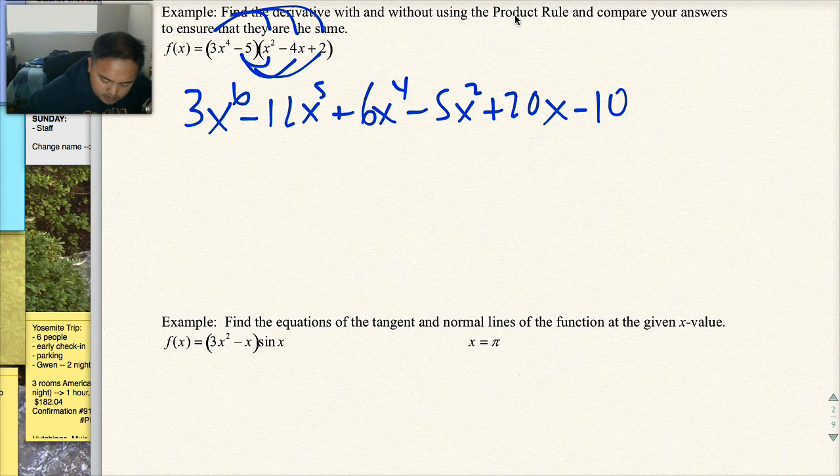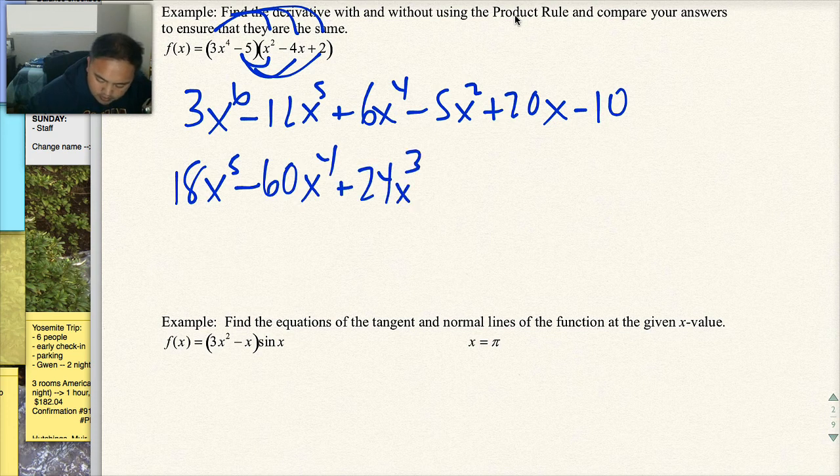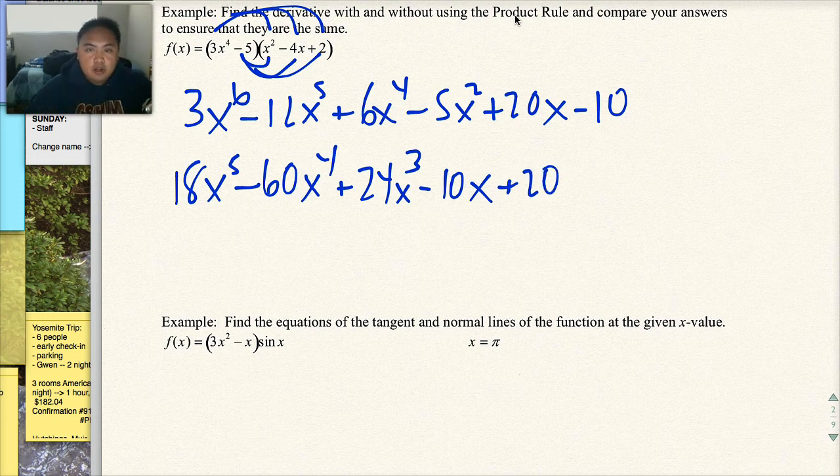The first one, 3 times 6 is 18, and I'll subtract 1. Second one, 12 times 5 is 60, I'll subtract 1. 6 times 4 is 24, I'll subtract 1. 5 times 2 is 10, I'll subtract 1. And then 20x derivative is 20. And then minus 10, there's no derivative. So that's the derivative without using the product rule.